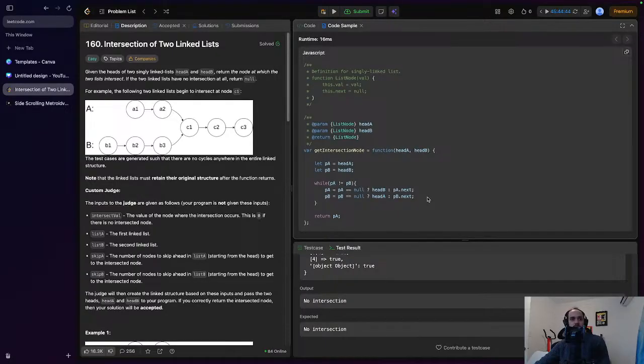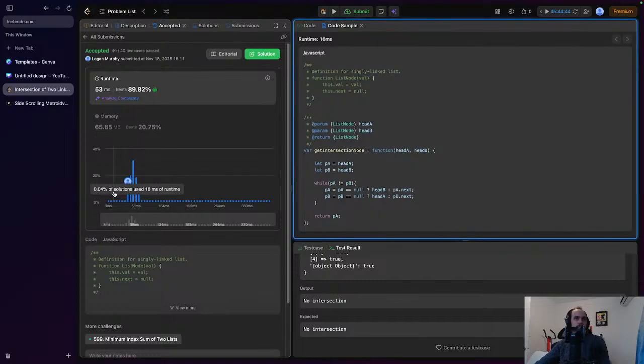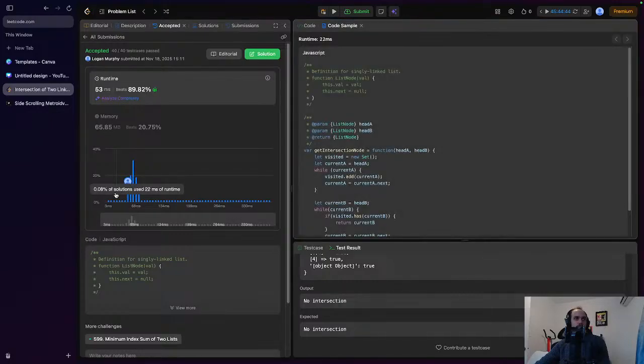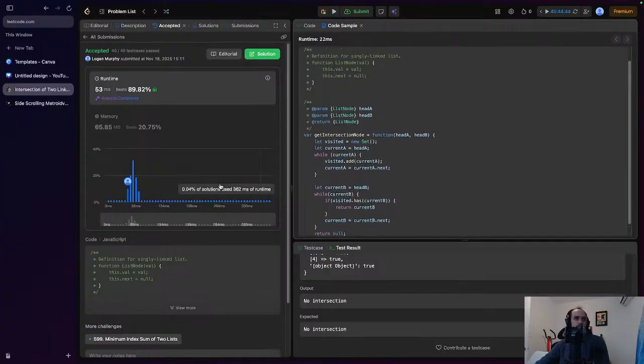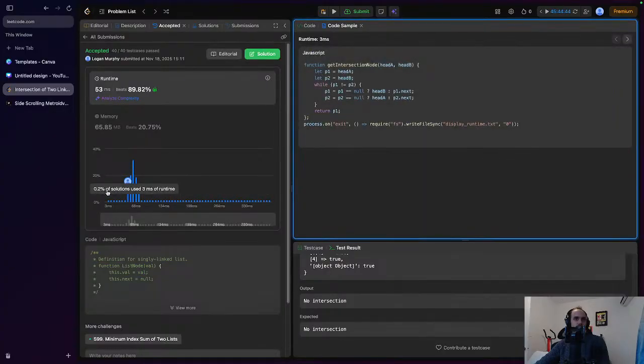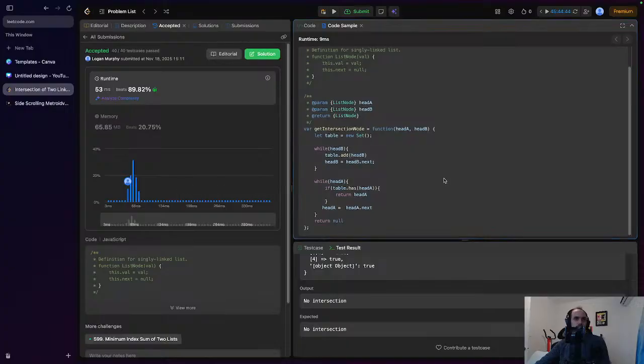And they do it in memory. They go one. Wow. It's a different solution. But there is a solution. This is fast. They use a set. Okay.